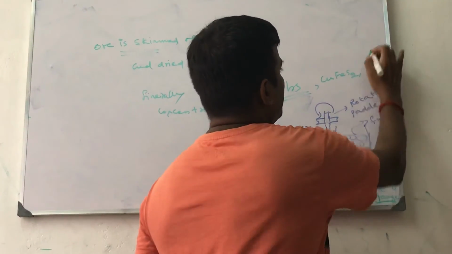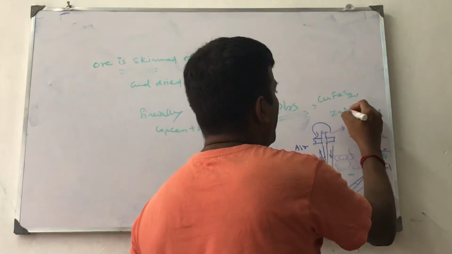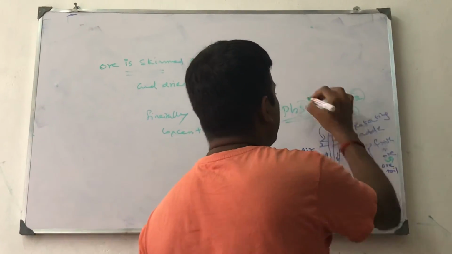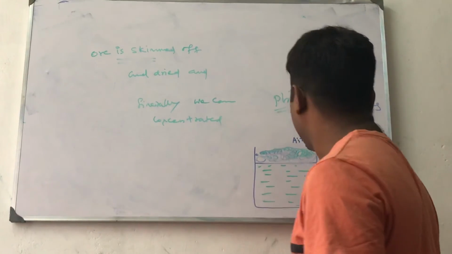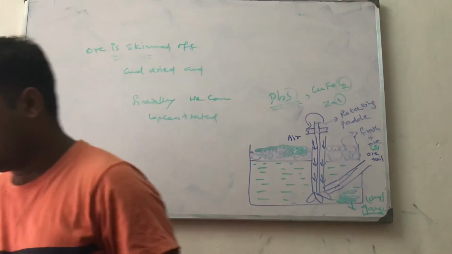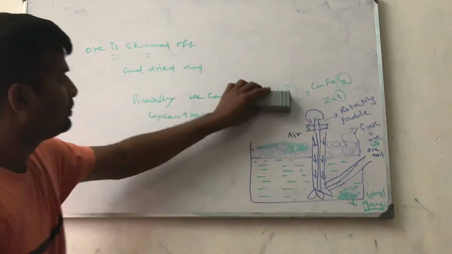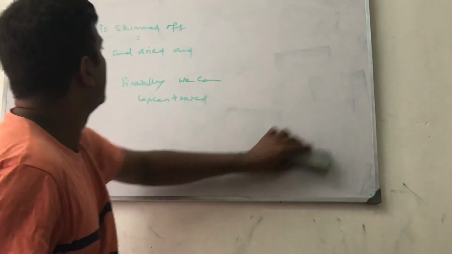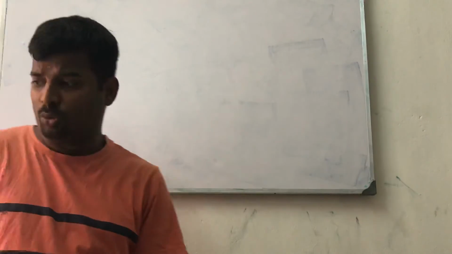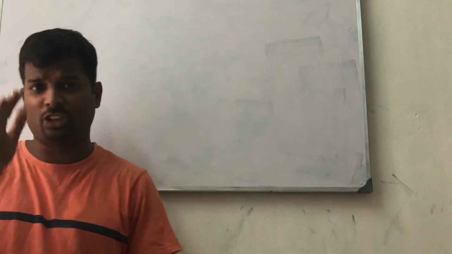Then next one is zinc sulfide. All these sulfide ores are lighter than the impurities, so we can use the froth flotation method to remove the impurities. Okay, next I am going to tell you about a case where two sulfide minerals are mixed together.